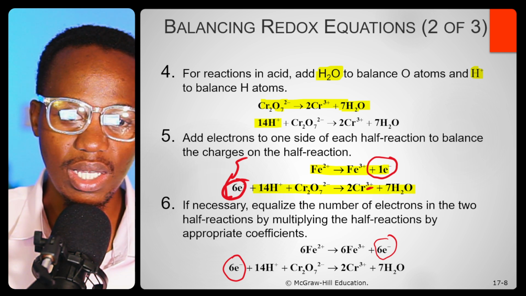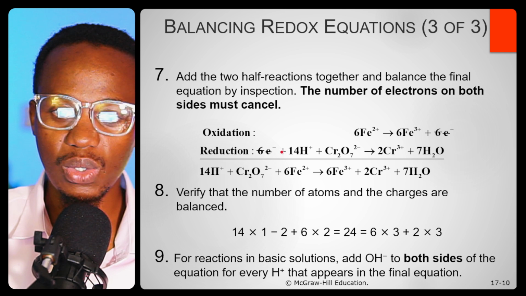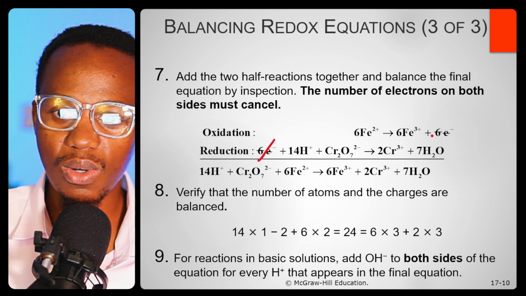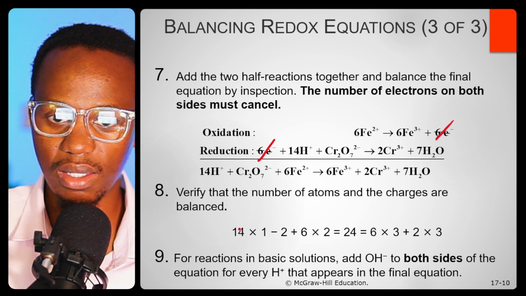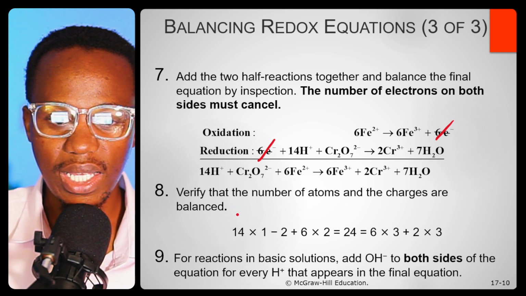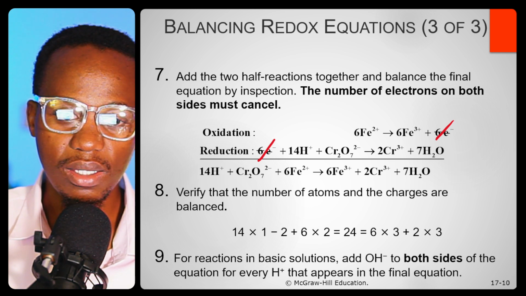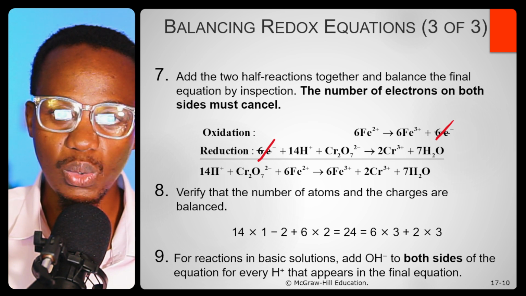So eventually the last step is putting these together, making sure the electrons are equal so that we can cancel our electrons and then put everything together, right? And the way to verify that you've done it correctly is to count the charges, right?